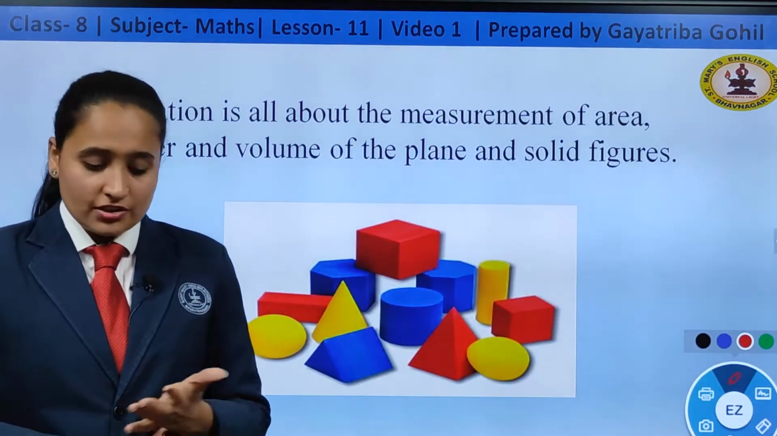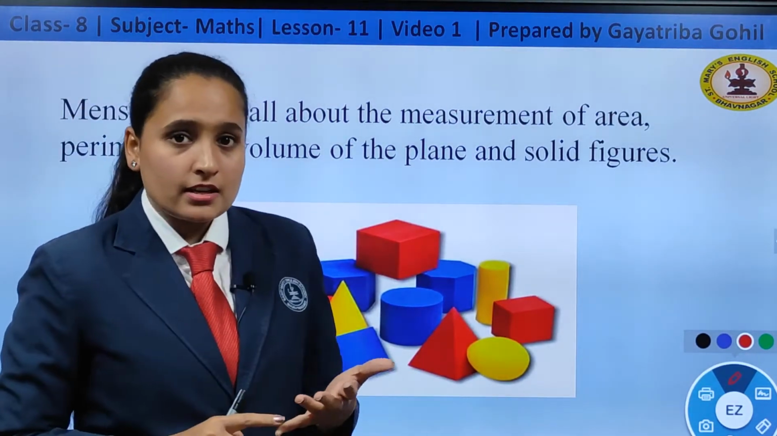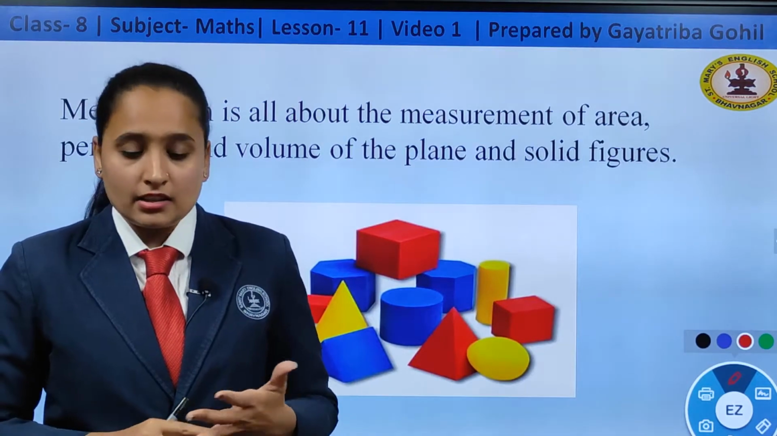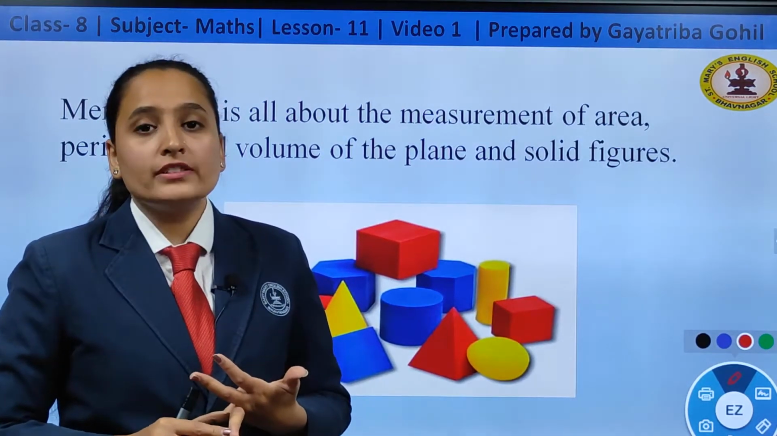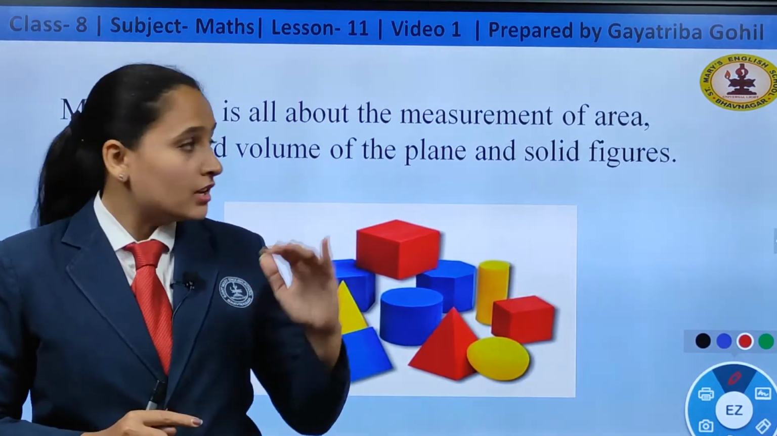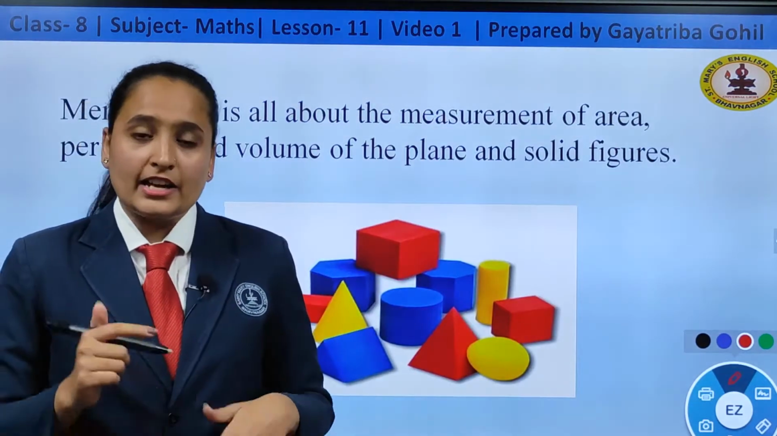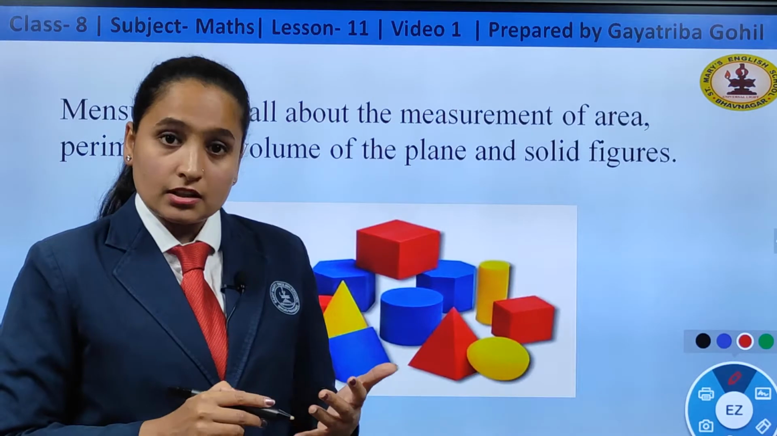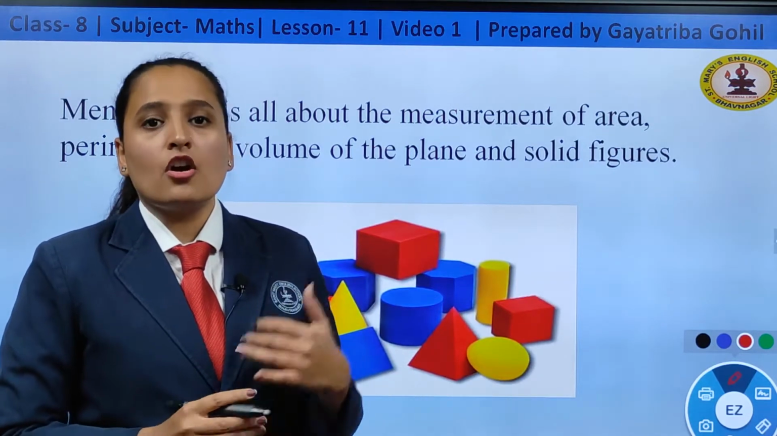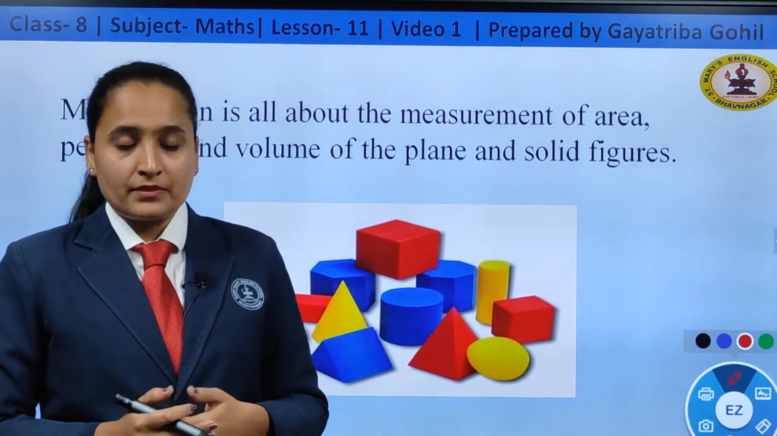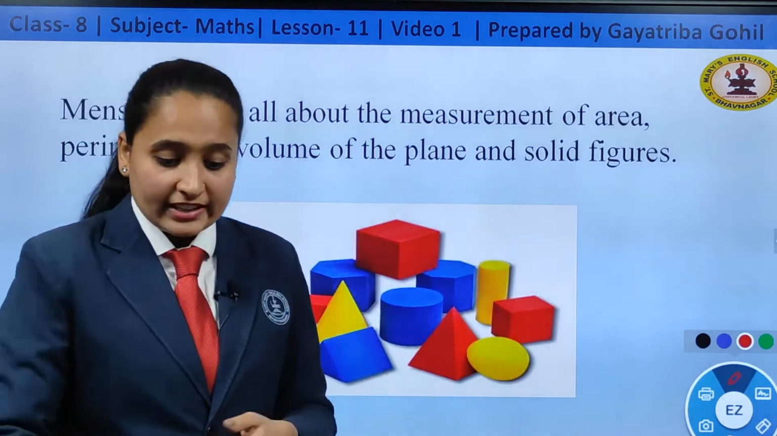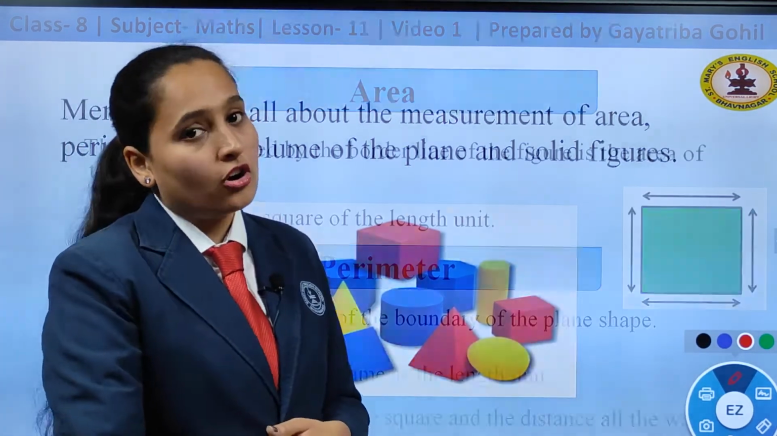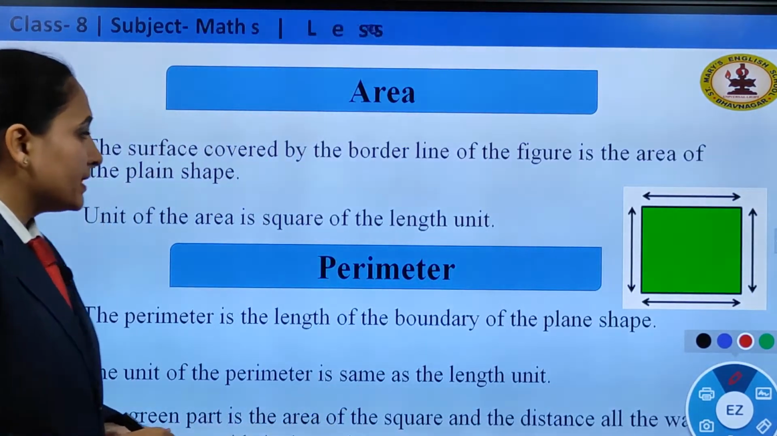What are plane figures, children? Figures like circle, square, rectangle, trapezium, all of these are plane figures. And if we talk about solid figures, cone, sphere, cube, cuboid, all of these are solid shapes. So we are going to learn about area, perimeter and volume of all these figures and shapes.